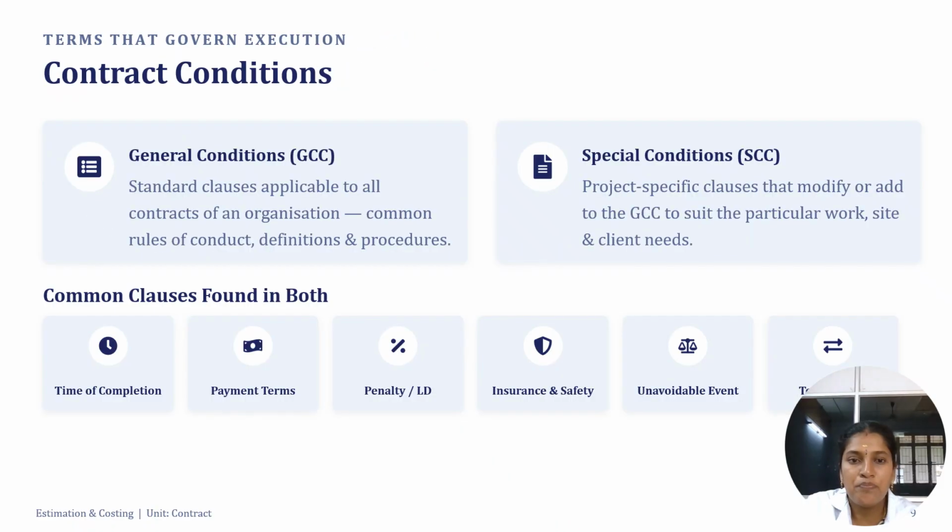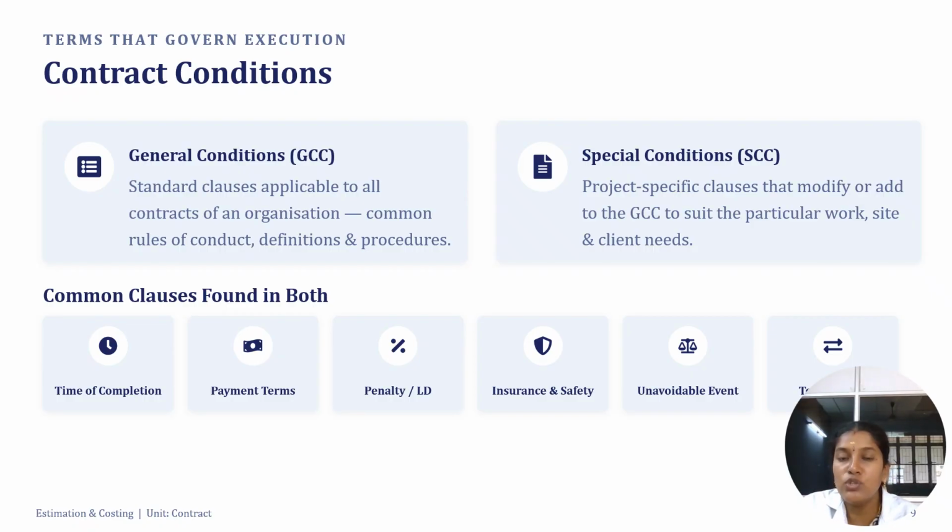Next we will see the contract conditions. Here we have two conditions, the general and the specific condition. The general contract condition is GCC. The specific contract condition is SCC. Here some points are noted for both types of conditions. So the first one is time of completion.